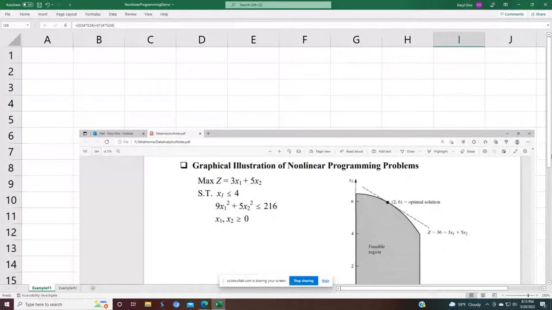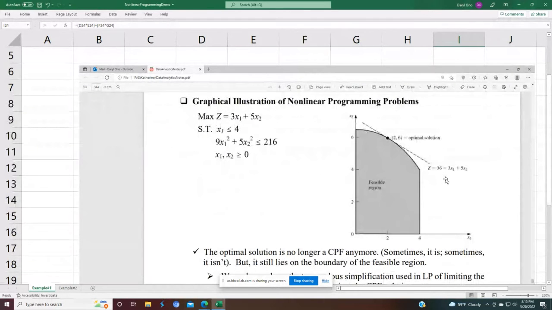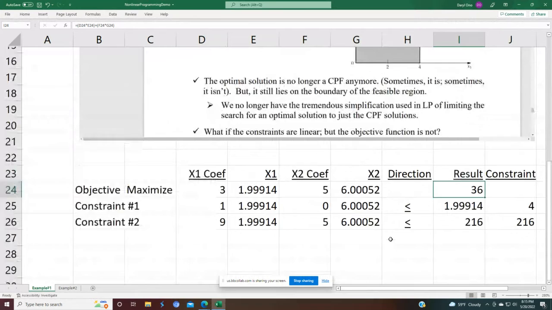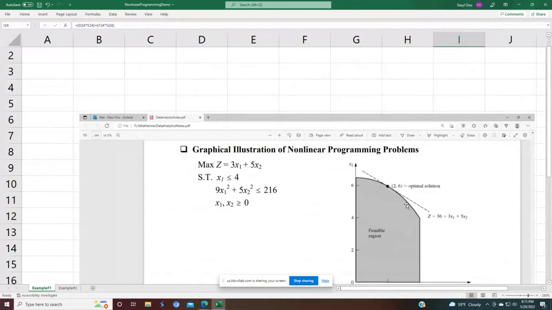And again, we see in the original problem a value of the objective function z is equal to 36. We used the solver command in Excel to replicate the results that were given to us in this problem. So again, the solver command in Excel was able to derive the correct results.